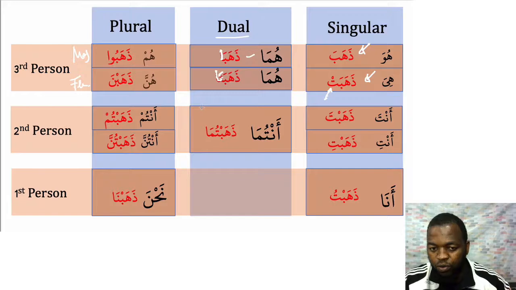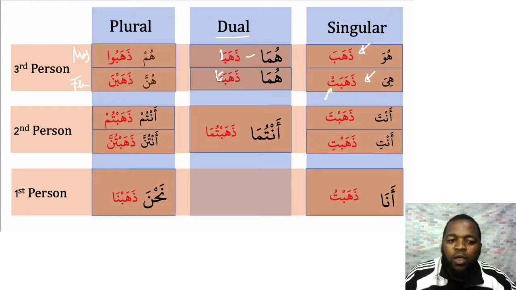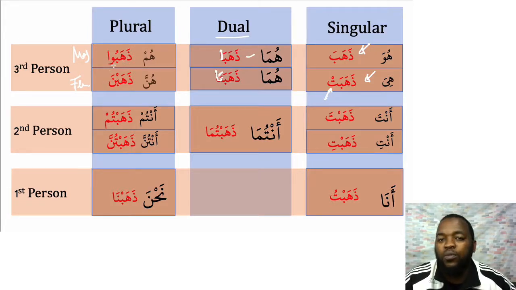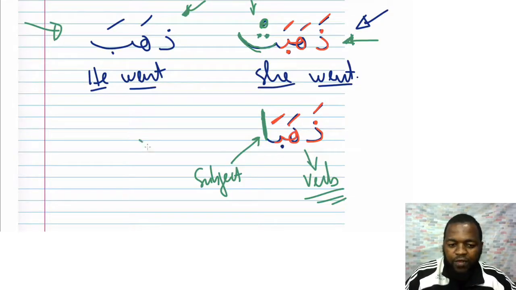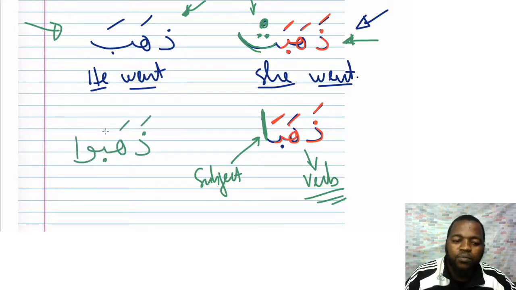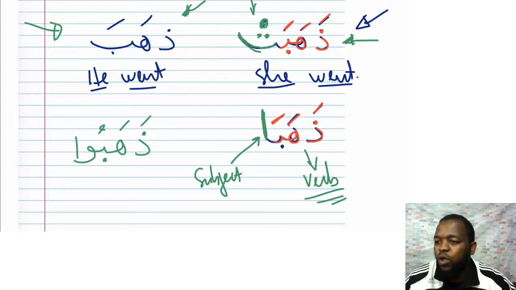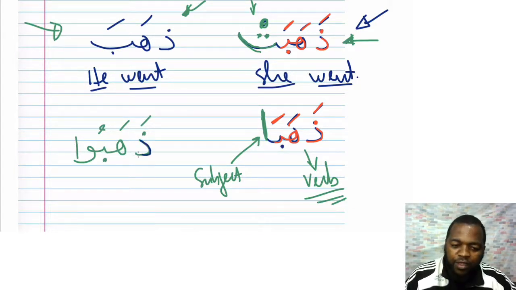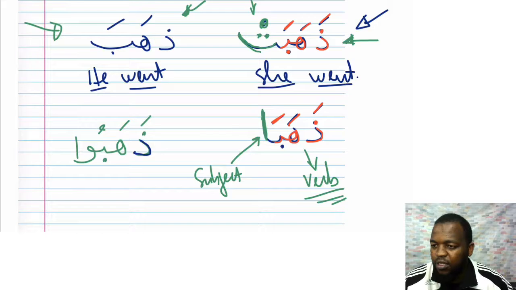Dhahabata, they too went. We have here dhahabu. Let me write here. We have dhahabu. Where is the verb? It's here. Where is the verb? It's here.